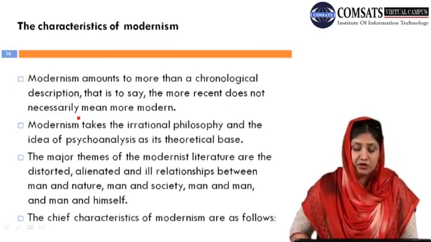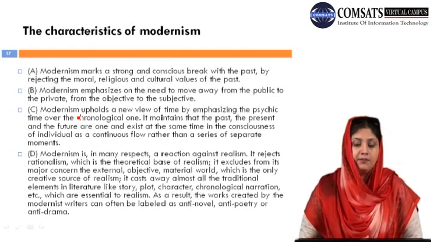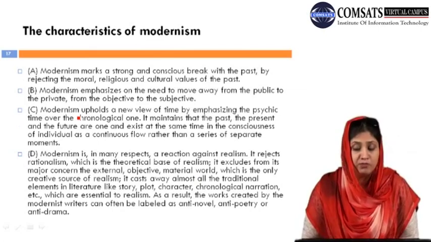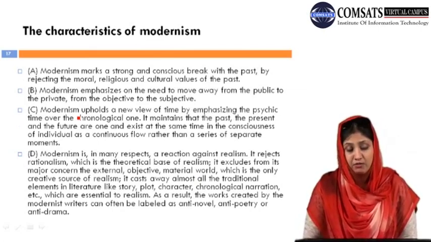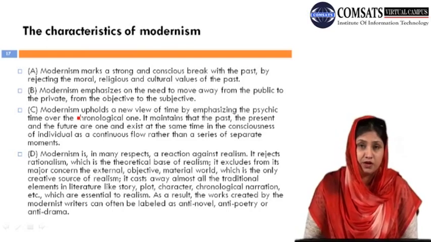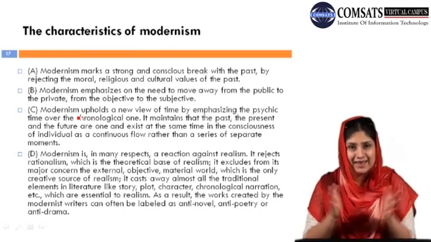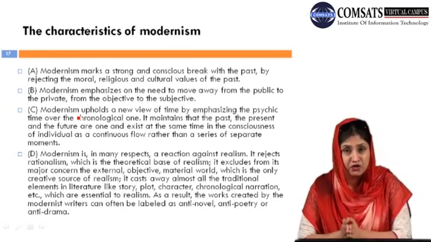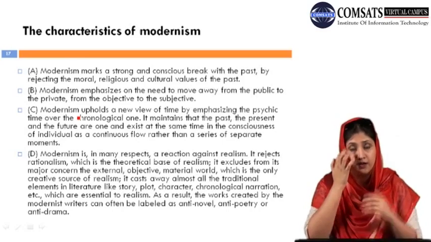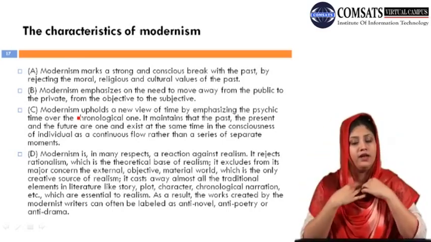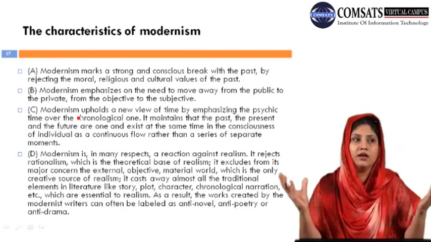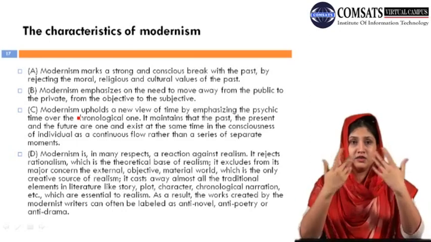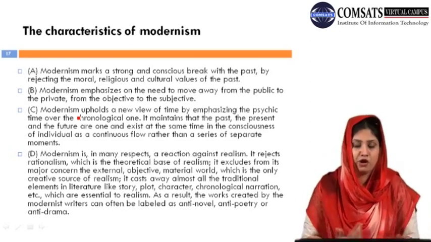So the chief characteristics of modernism are as follows. Modernism marks a strong and conscious break with the past by rejecting the moral, religious and cultural values of the past. Now you'll be able to connect the writer's biography, his personal history, with the kind of theories he is putting forward, and with the kind of theoretical atmosphere he is raising his consciousness in, and he is showcasing his consciousness.